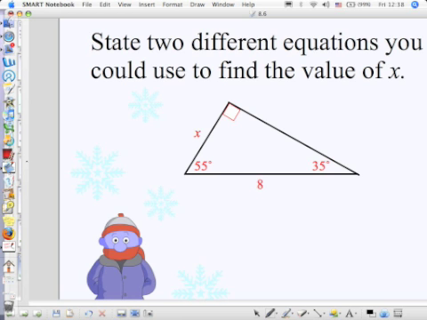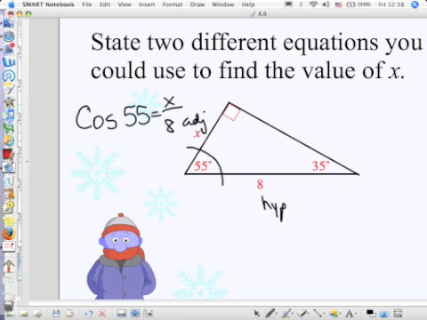The first one, if I use the 55-degree angle, it's the cosine, because this is your adjacent leg to the angle, and 8 is always your hypotenuse. That's not going to change. So the cosine, C-A-H, cosine of 55 equals x over 8.